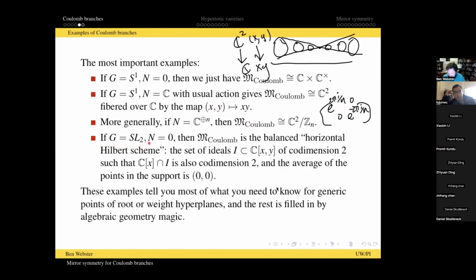So if G is SL2 and n equals 0, somehow all the other cases are locally this guy, but maybe combining with this collapsing of the fiber along different directions corresponding to the different roots. So what this guy is, it's the balanced horizontal Hilbert scheme. So what does that mean?